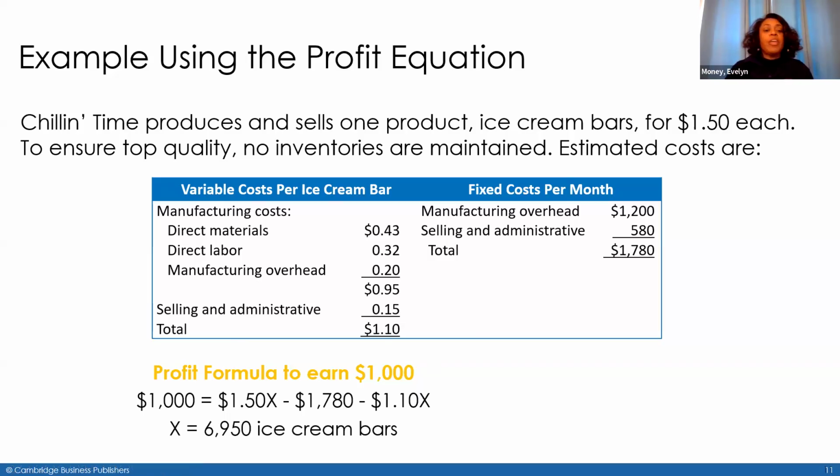That's our profit. And then we are going to take the sales price of $1.50 each and multiply it times X. X represents my volume or the number of ice cream bars I need to sell. I don't know that. That's what I'm trying to find. So we're going to call that X. Then we're going to subtract out our fixed costs. We have manufacturing overhead, selling and administrative. We add those together, and that is my fixed costs.